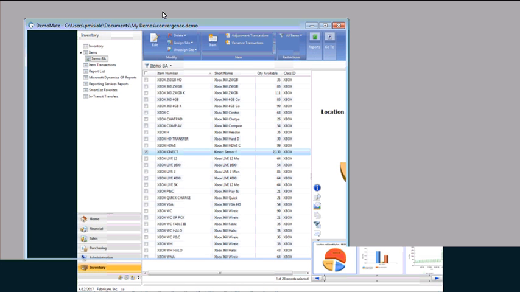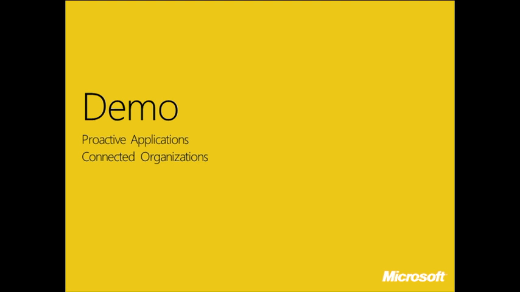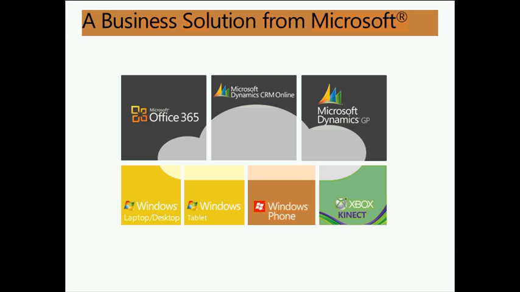Okay, so next we're going to continue. That was a look at some of the proactive connected applications that you're able to get. Next, let's talk about some of the things that we've done around this business solution from Microsoft. And keep in mind, not everybody is going to use this, but it gives you the power of being able to choose.